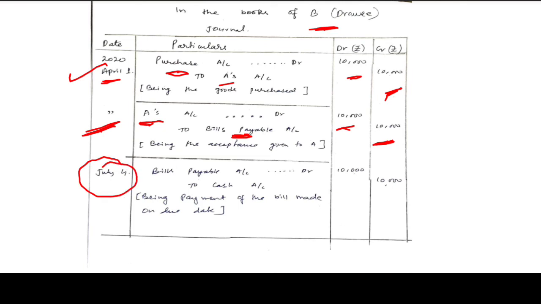And at the last, we have already calculated the due date, that is July 4. The entry will be because B is paying money to A, so cash is going out. So cash will be credit. You can use cash as well as bank, no problem. So bills payable account debit to cash account, same amount, 10,000, 10,000. So this way, today we have learned the concept of bills of exchange and we have done one question.